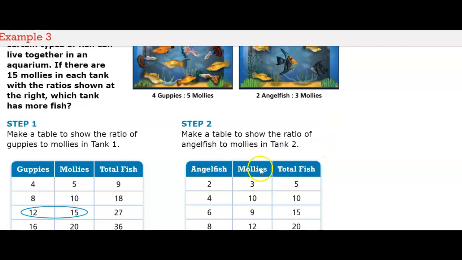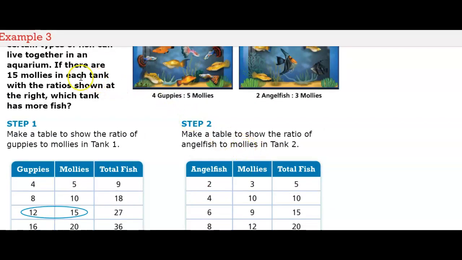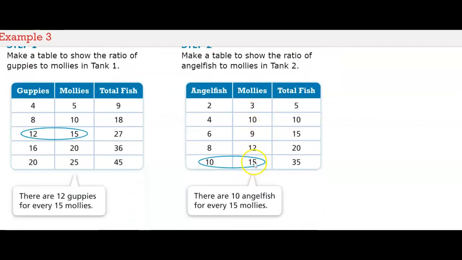So you have angelfish, mollies, total fish. Same concept, you keep multiplying to get equivalent ratios. And then you find where they have the same number of mollies, because it asks if there are 15 mollies in each tank, with the ratio shown, which tank has more fish. So we have 15 mollies, 15 mollies. Total number of fish for tank 1 is 27. Total number of fish here is 35.